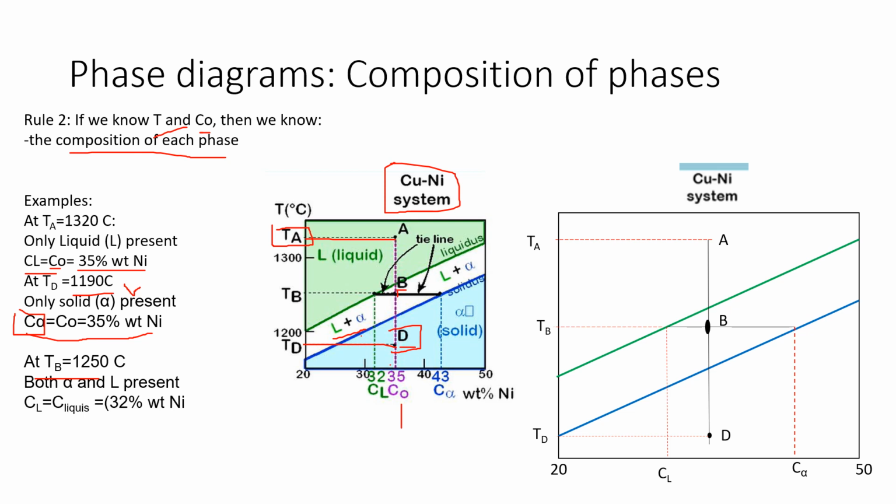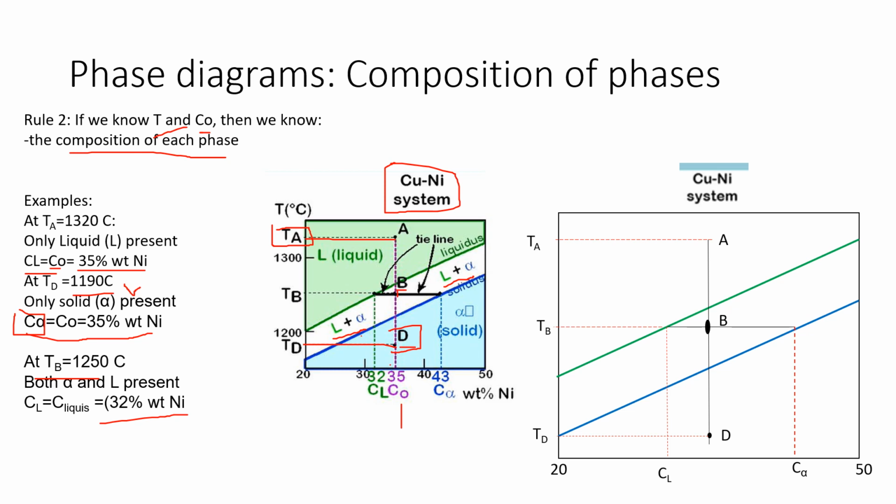While point B is a bit more complex because it's a mixture of L plus alpha. So it's a mixture of liquid and solid phase, so both alpha and L are present. CL will be equal to the liquid point composition, which is equal to 32% by weight of nickel.